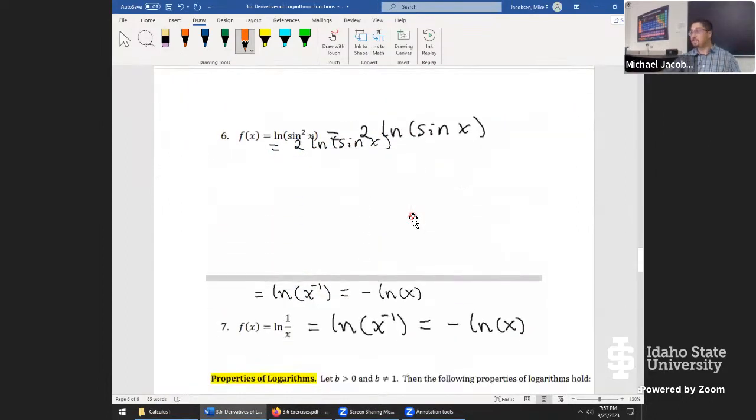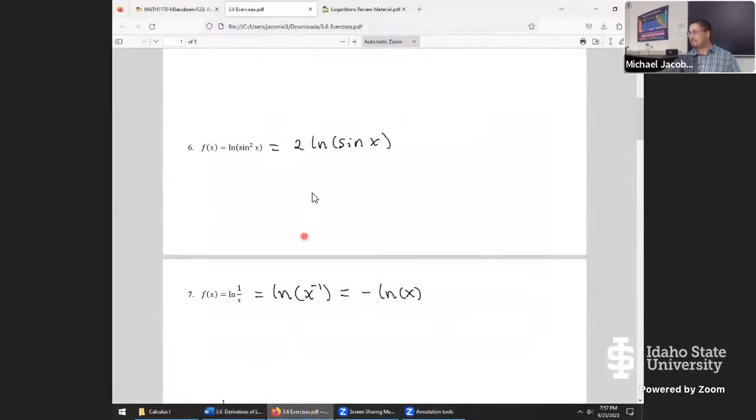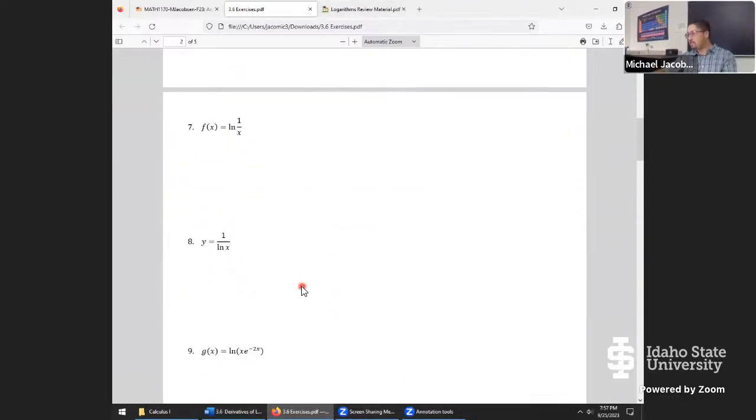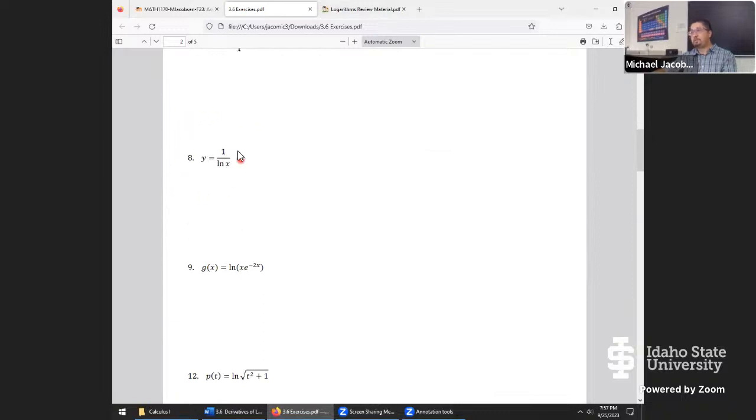I just want to give a hint on these two problems because they look nice, but they're actually not nice. If you use properties of logarithms, it's much faster to get through these. But the one I want to take a look at is, let's see here, no properties of logarithms on that one. That one's just a quotient rule or a chain rule.